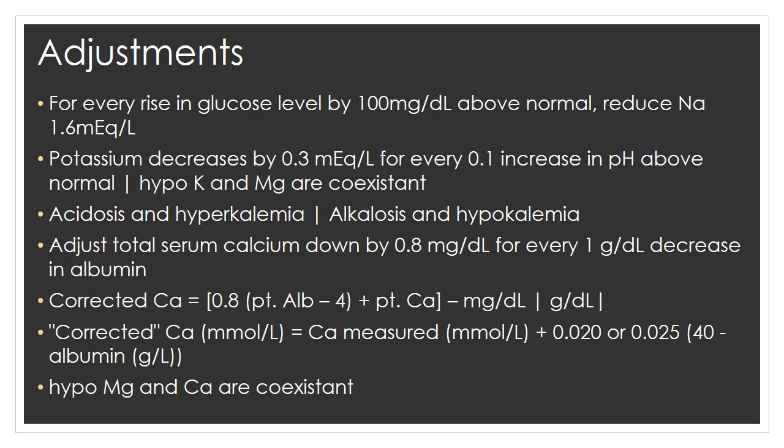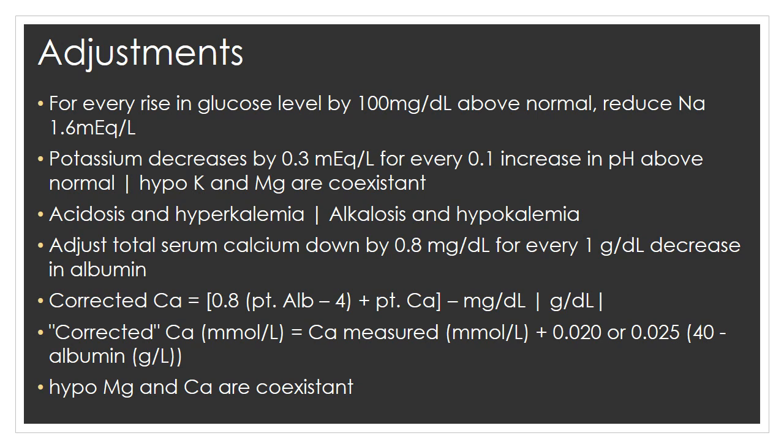These are some of the adjustments which have to be made in the likely event of electrolyte imbalance. For every rise in glucose above 100 mg per dL above normal, you should reduce the sodium by 1.6 milliequivalents per liter. Acidosis is usually associated with hyperkalemia and alkalosis with hypokalemia. The potassium decreases by 0.3 milliequivalents per liter for every 0.1 increase in pH above normal.